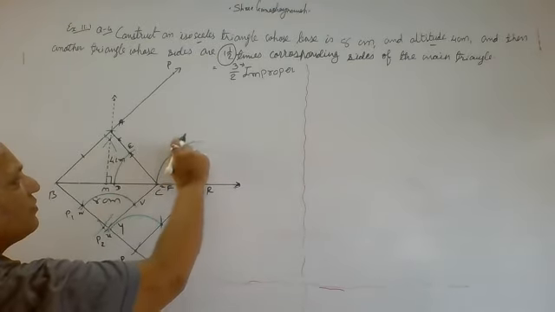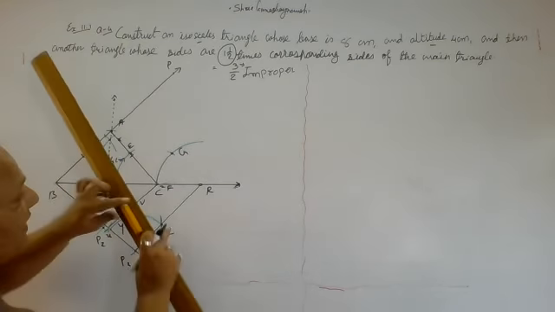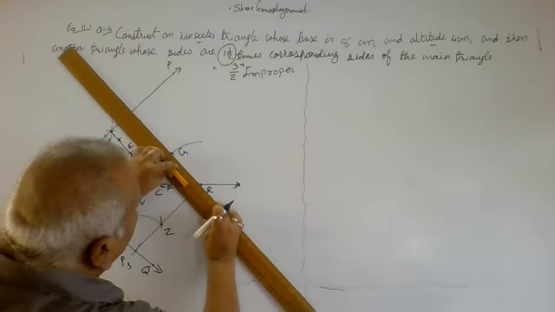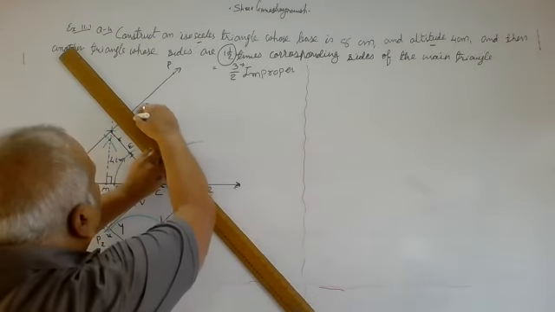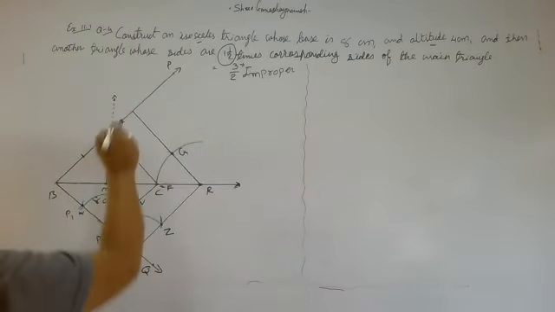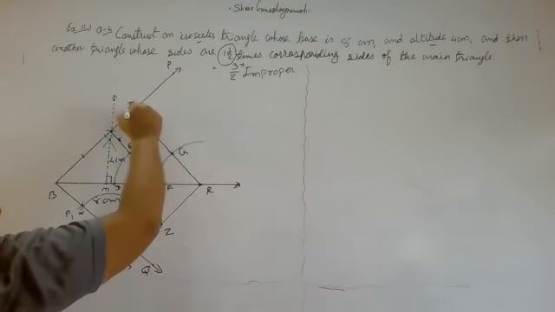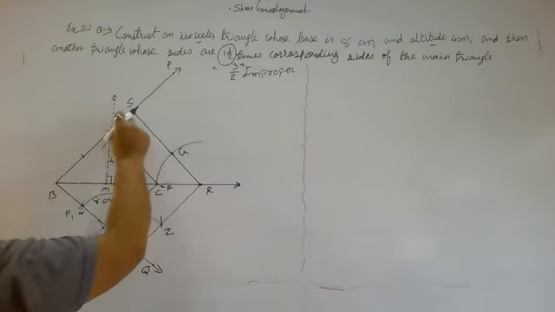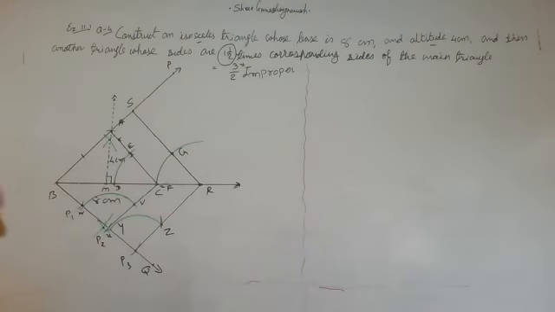Now we have to connect R and G. We have to connect R and G. So RG is the parallel line of AC, and where it meets the ray BP we give name S. So triangle SBR is the required triangle. I hope everybody understands it.